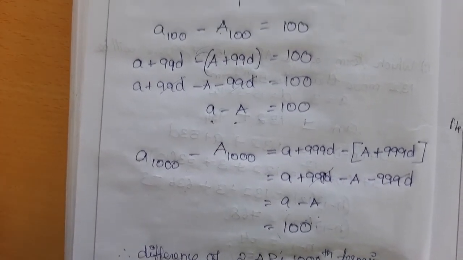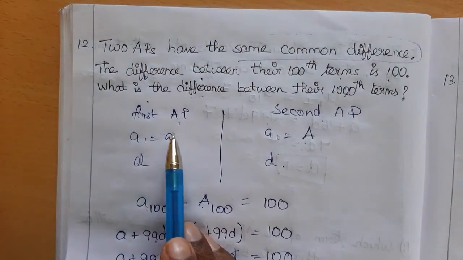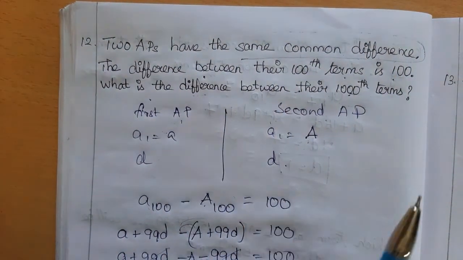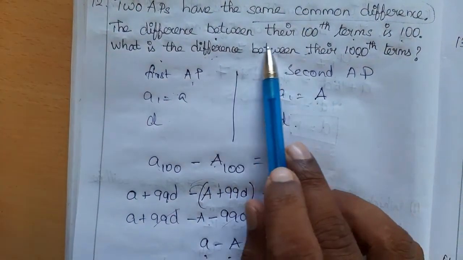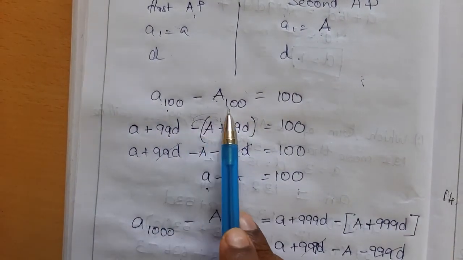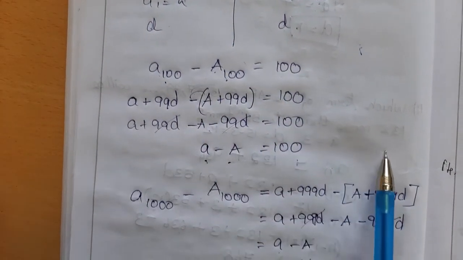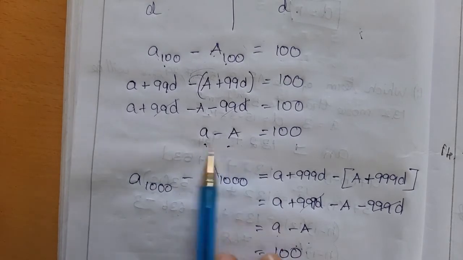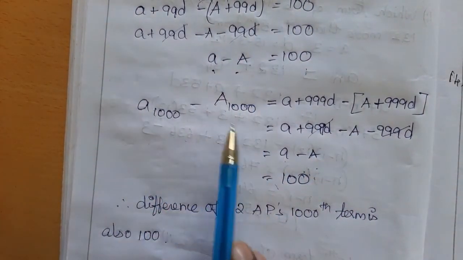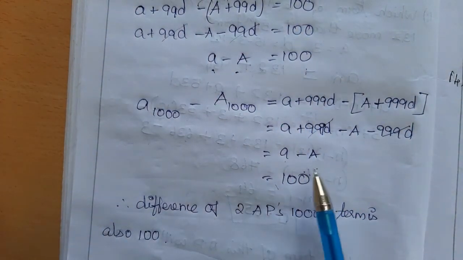Clear? So in the beginning they gave two APs, so they have different first terms, small a and capital A, and they gave the common difference as the same, the same d. From the given condition, the difference of the 100th terms is 100, so the small a 100 and capital A 100 have a difference of 100. From this we obtain the difference of the first terms. So we are finding the difference of the 1000th terms. There we apply the previous difference of the first terms, and we will get 100.